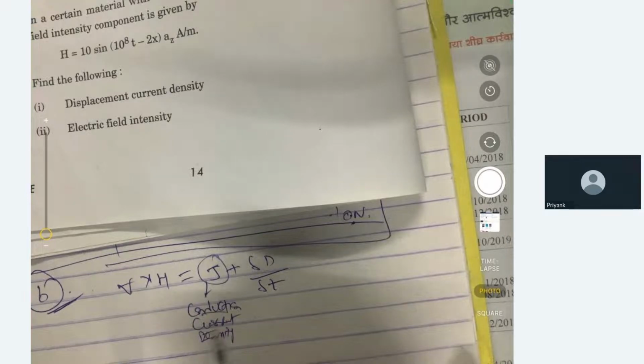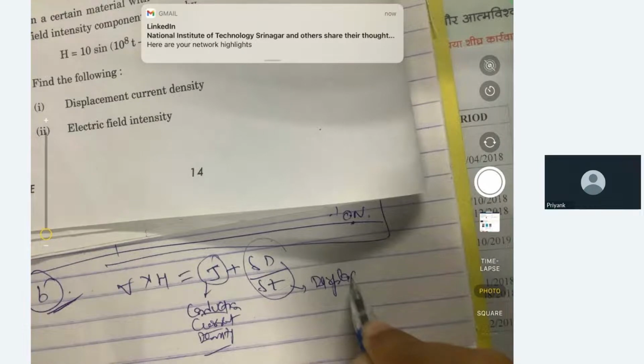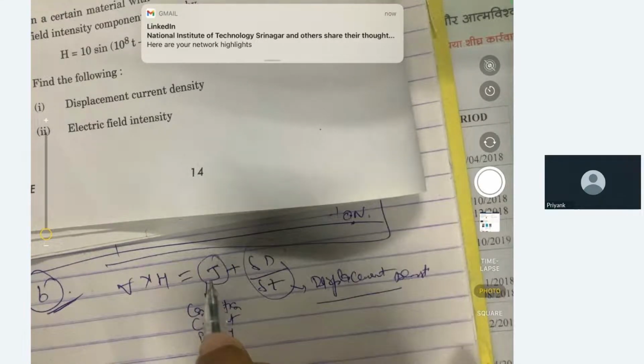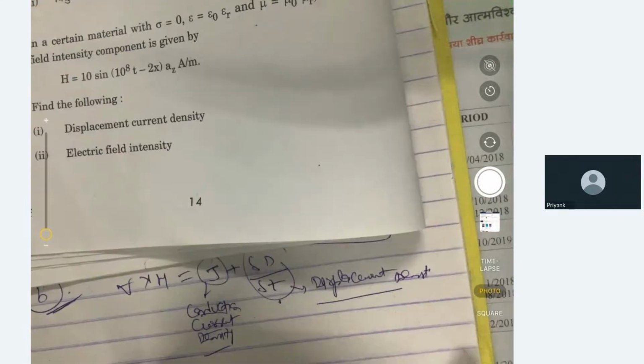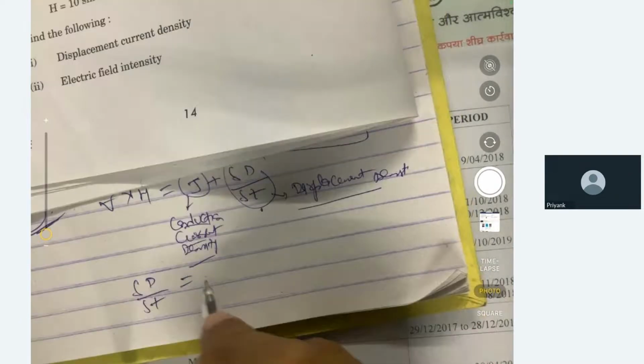This is displacement current density. If sigma is given as 0, sigma is equal to 0. So displacement current density will simply be del D upon del T, which will be equal to del cross H. And we need to find this del cross H.